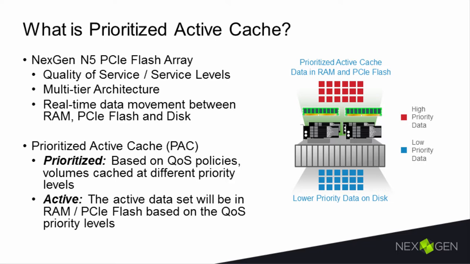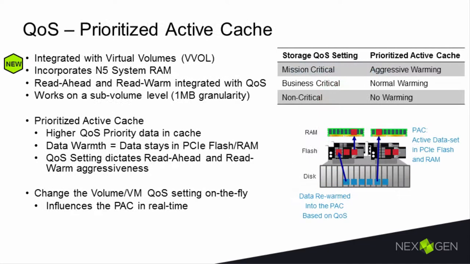The Prioritize Active Cache, or PAC, is the function in the product that ties the QoS policies and the prioritization directly to how RAM and PCIe flash is populated with data. The overarching goal of the system is to maintain the active data set in RAM or PCIe flash, with the higher priority data having more data in the PAC than the less important data. And the customer controls this by placing volumes in the different priority performance levels. So how does it all work?